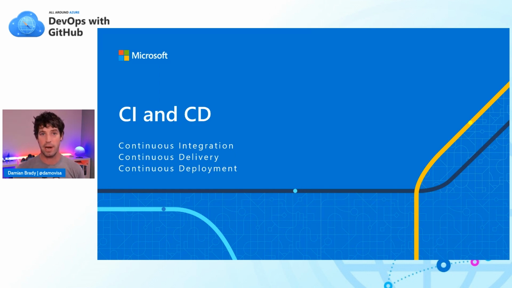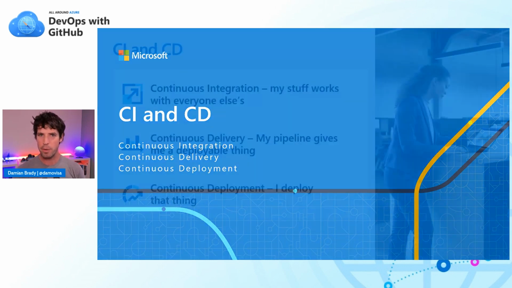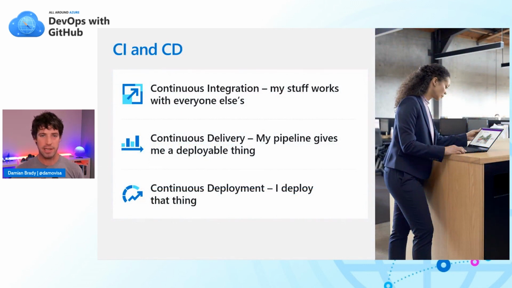CI is continuous integration, and we've looked at some of that already. CD can be continuous delivery or continuous deployment, depending on how you feel about it or what you're talking about. So let's talk about what each of those means. CI, or continuous integration, is essentially making sure that my code works with other people's code. So when I make a change and commit that to the repository, it builds alongside everybody else's changes. Our tests pass and everything looks good as far as the code is concerned. That's what continuous integration is about.